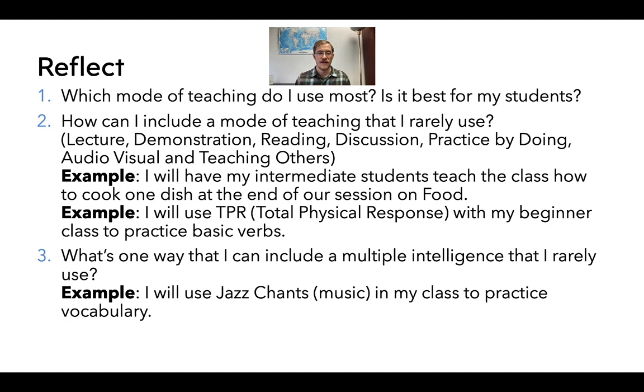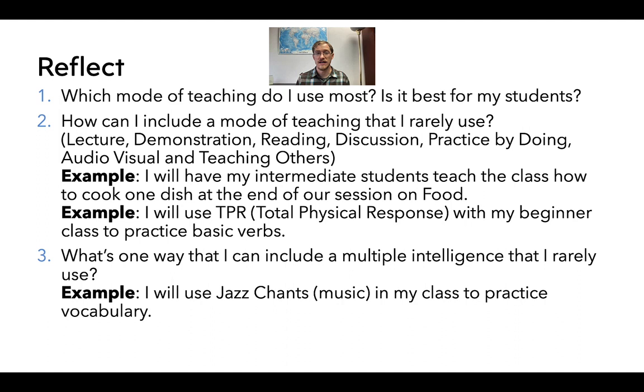Another example, I could use total physical response, and that's practice by doing with my beginner class to practice basic verbs. Number 3, what's one way that I can include a multiple intelligence that I rarely use? So along the same lines, think about those multiple intelligences, and then think about how you can utilize one of them to maybe engage students who otherwise might not be as engaged as usual. So I think about music. I don't use music a lot in my classroom, so then I have to really make an effort to put it in my lesson and engage students.